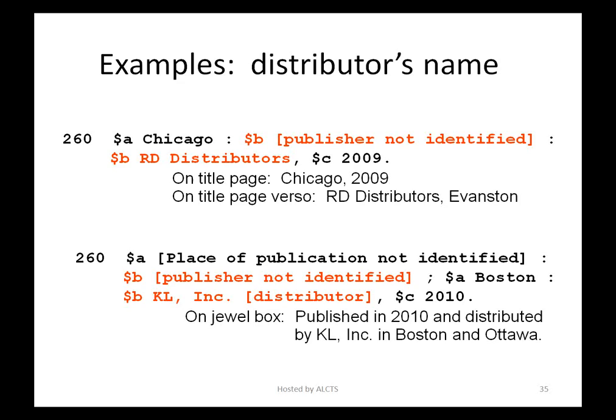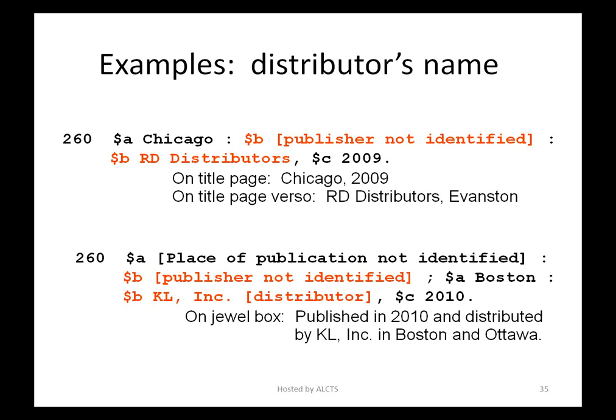But we end up with a result that looks kind of weird in MARC, because RD Distributors is not in Chicago, but it sure looks like it from this 260. And so here's a case, again, if we have the further information, LC is recommending that we include it. I'm going to skip over them. In the interest of time, I'm just going to skip over some of these examples, and you can look at them at your leisure.